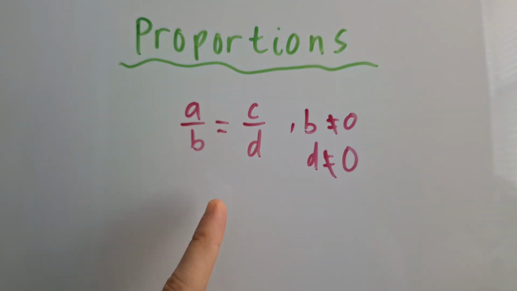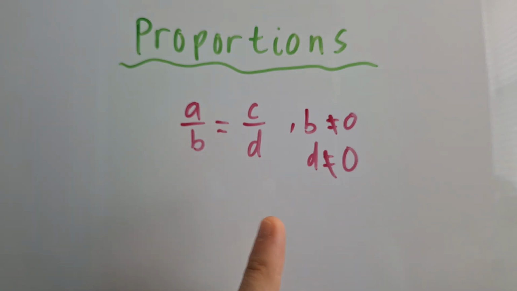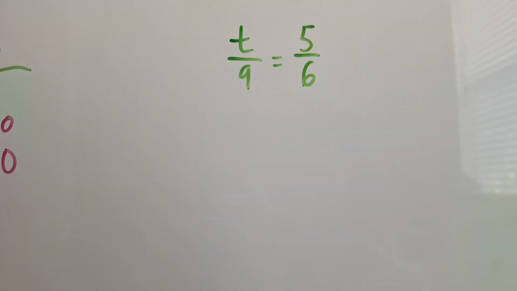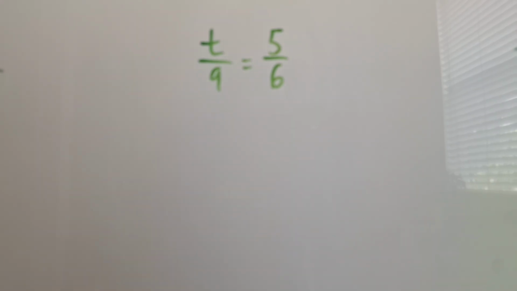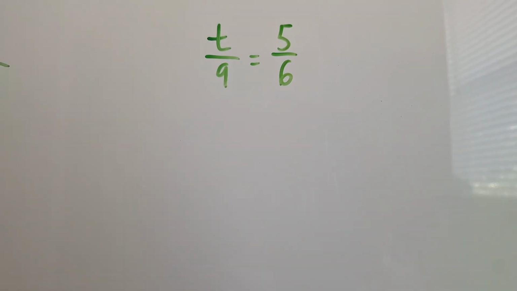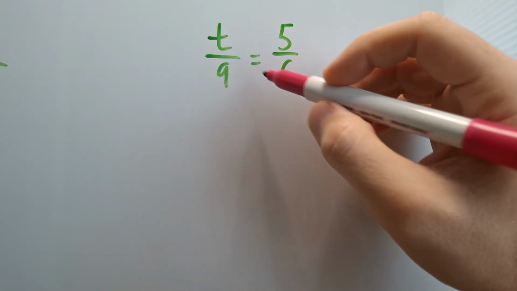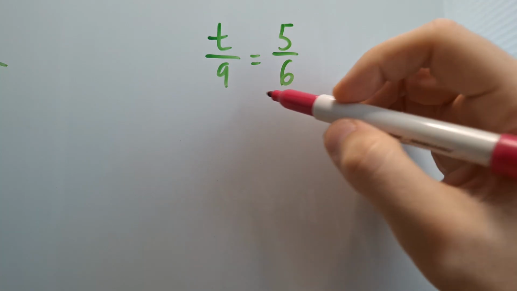Now, as far as solving proportions goes, we have two approaches. We can use the multiplication property of equality, and we can also use what are called cross products. And sometimes cross products are the more go-to approach, depending on how complex your proportions look. For this first example, we can use the multiplication property of equality, and here's how we do that.